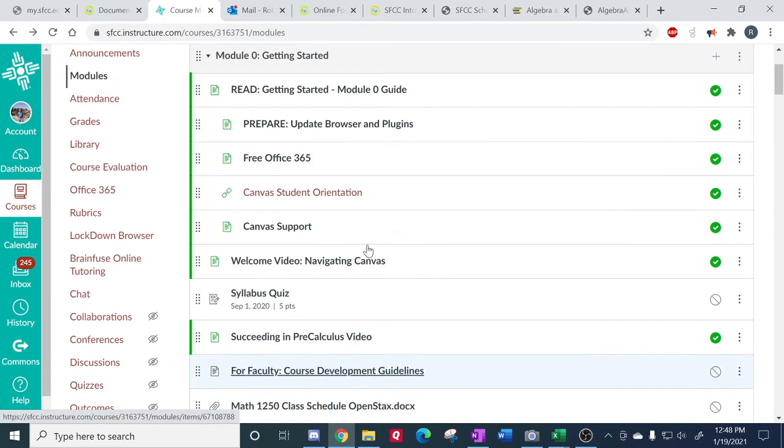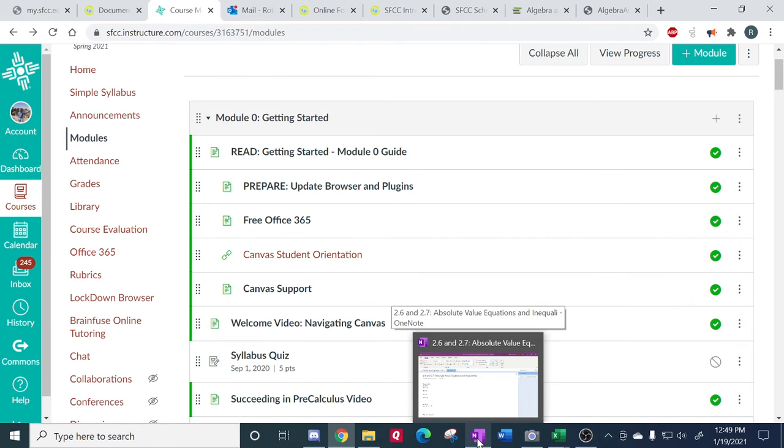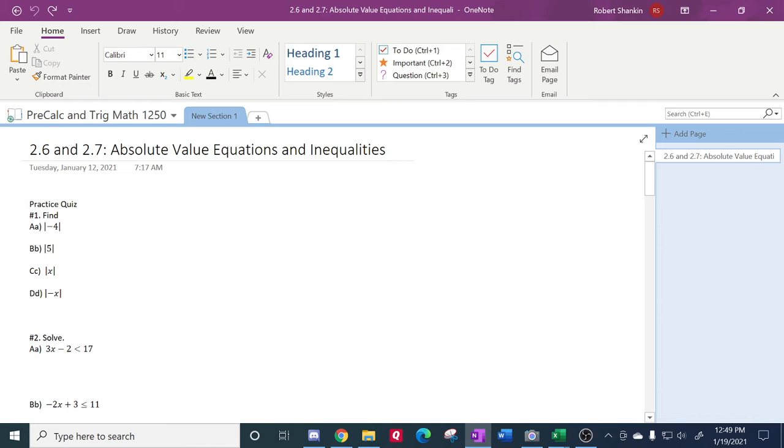Okay. So also I wanted to show in these modules, there's the free Microsoft Office. Being an SFCC student entitles you to get Microsoft Office for free. And you can download that, and it will be really handy because we will be using this software called OneNote. If you read the first announcement, it tells you about OneNote, and this is what OneNote looks like. What I would suggest is, Microsoft OneNote is part of the Microsoft Office package. If you don't have Microsoft Office on your computer, download it, and then open up OneNote in there, and use that link that I provided so that you can have access to this.